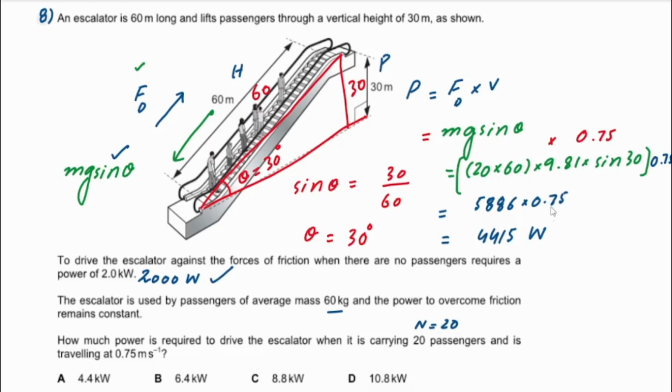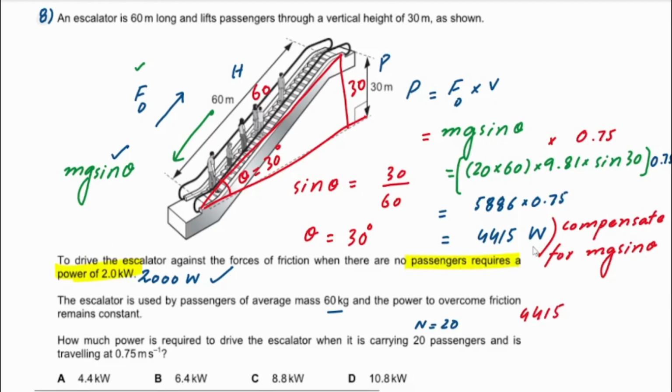2000. So this was the power just to compensate for mg sine theta. But since you have the friction as well, you need to provide some extra power, which is 2000, given in the question itself. Over here, you can see. So plus 2000, what do you get? You get 6415 watts. So it has to be 6.4 thousand watts, aka 6.4 kilowatts.